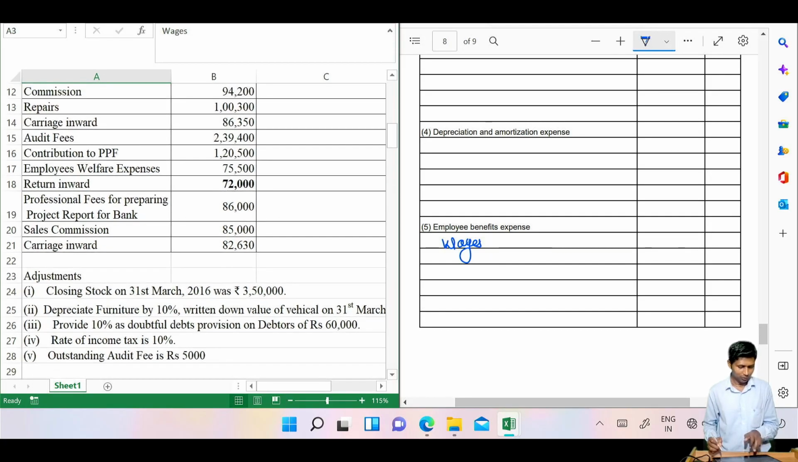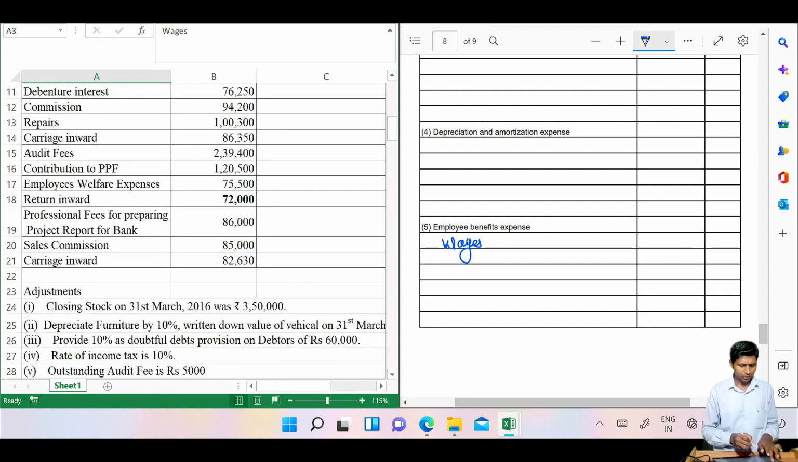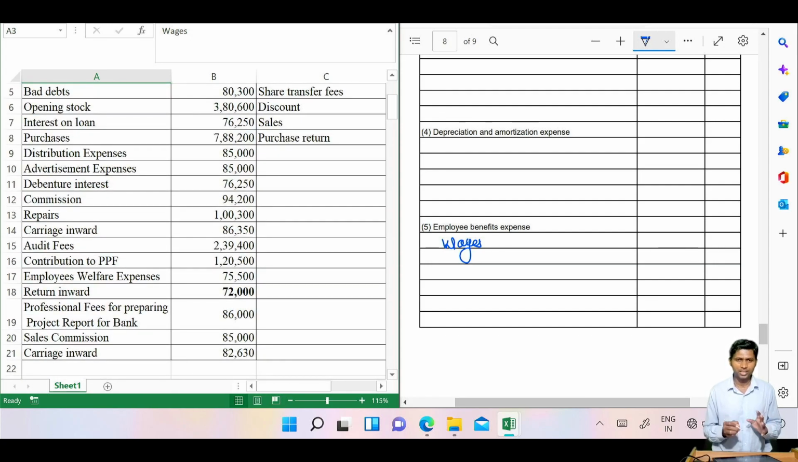I know, therefore I am showing. Closing stock. We have adjustment related to closing stock. Therefore, no need to give any star. Closing stock is not given in the trial balance. First, do the space management and then write the items in a particular category. You will directly write, you will not understand.